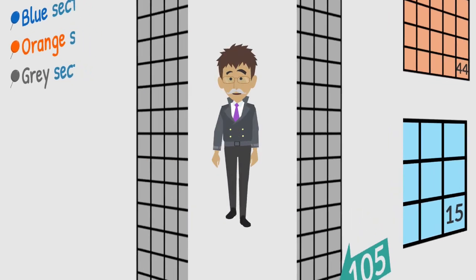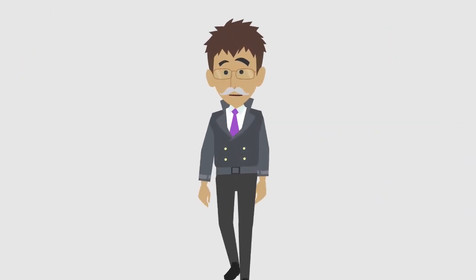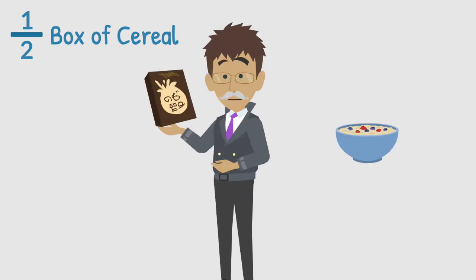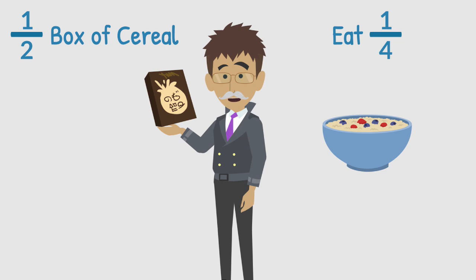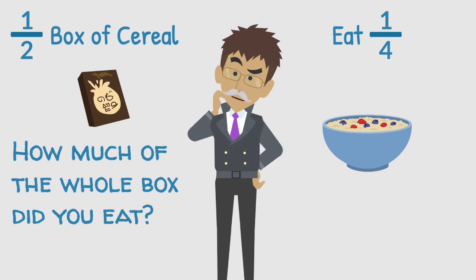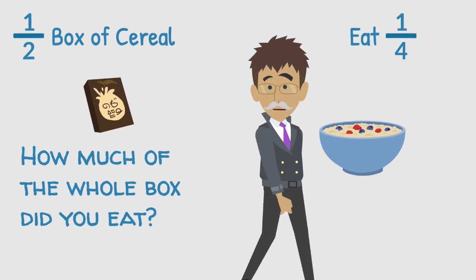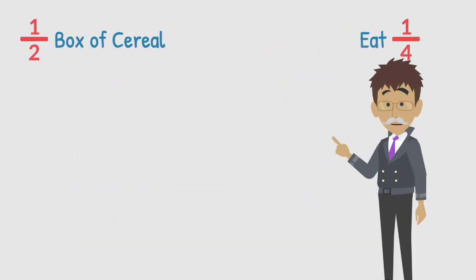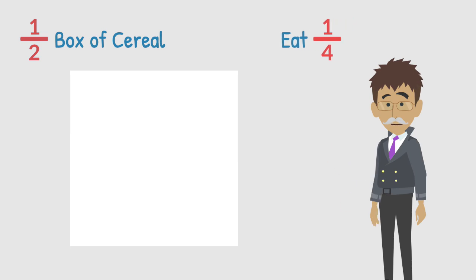Now, let's look at how this works with fractions. Imagine you have half a box of cereal. You eat 1/4 of that half for breakfast. How much of the whole box did you eat? For this problem, since both values are less than 1 whole, we can use a single unit square to model the situation.